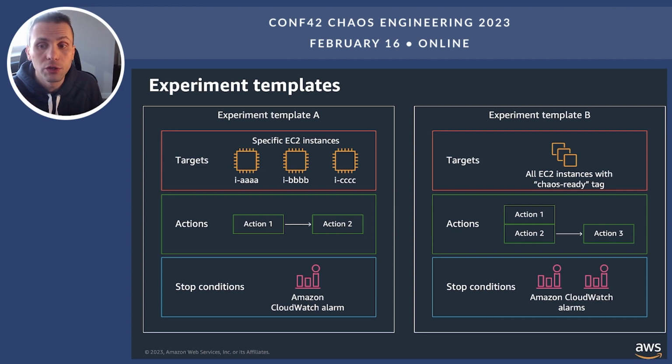But you can also do something like on the right, where you have a target which you are filtering of all EC2 instances with the chaos-ready tag. And then you have a combination of sequential actions. So action 1 will happen, then action 2 will happen, and once action 2 happens, action 3 will happen as well. So you can do both parallel and sequential actions. And you can configure multiple stop conditions, like we highly recommend in your production environment, but also in test, especially in production, of course. And in this example, you can see they have 2 stop conditions.